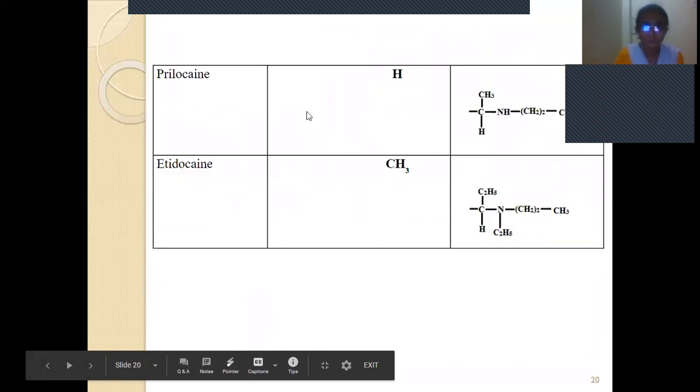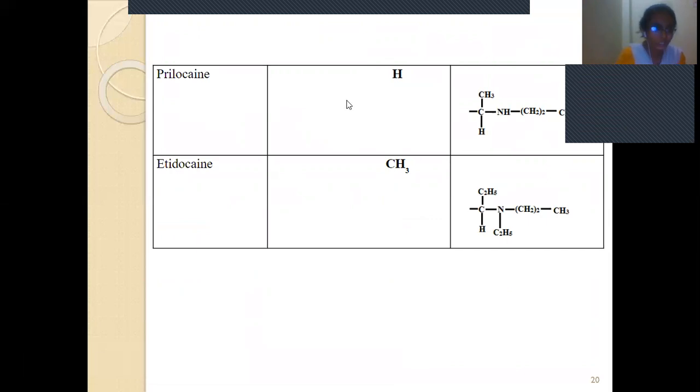Next, prilocaine, here in R1 position hydrogen, and in the R2 position one of the carbon atom, here the methyl group is there, amino group, and here 2 carbon atoms, and here 1, so that is propane. Next, etidocaine, here in R1 position methyl group. And here in the R2 position 3 carbon atoms means propane. And here for the amine group, here ethyl group is attached, and here for one of the carbon atom, one of the ethyl group is attached.